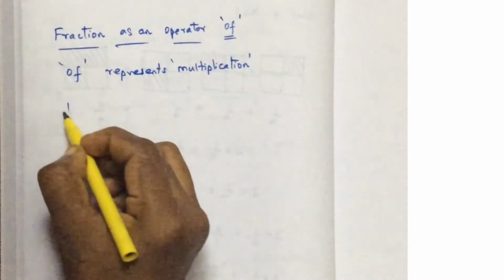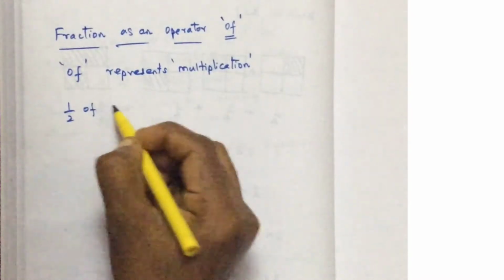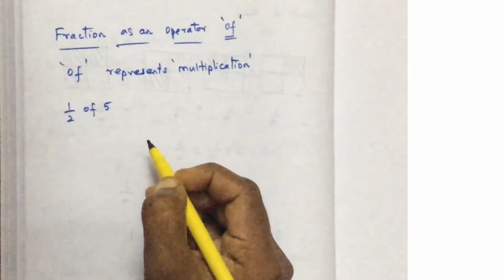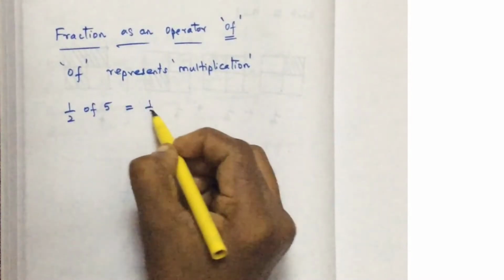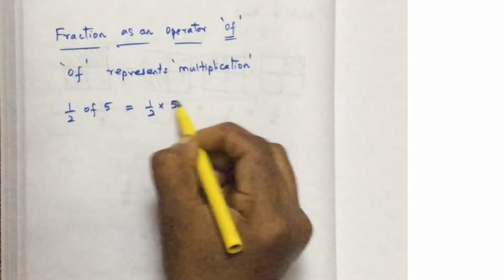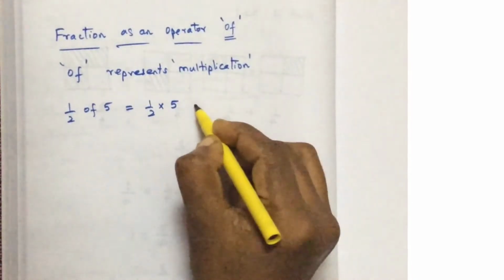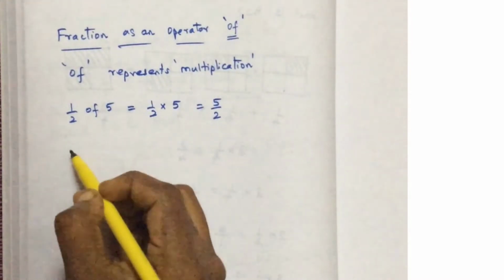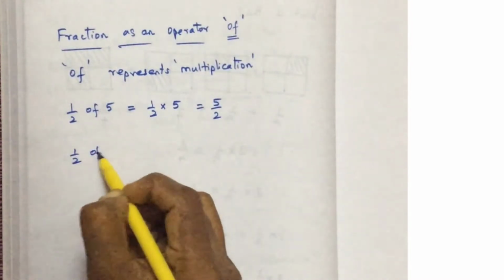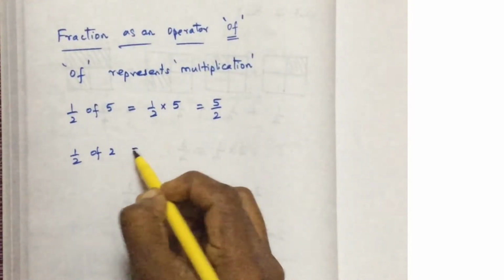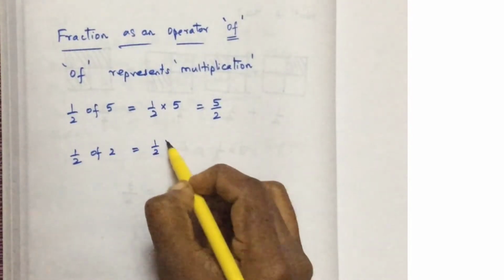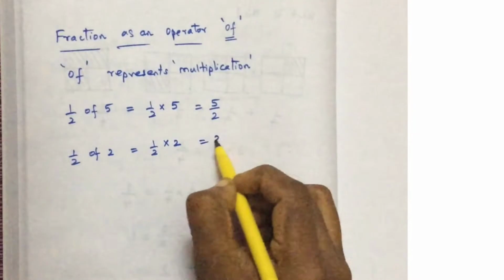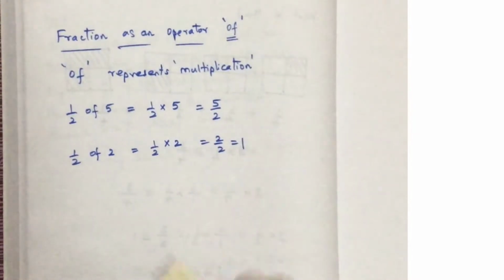When I say 1 by 2 of 5, which is equivalent to saying 1 by 2 multiplied by 5, which is equal to 5 divided by 2. The next is 1 by 2 of 2, which is equivalent to saying 1 by 2 multiplied by 2, that is equal to 2 by 2, that is equal to 1.